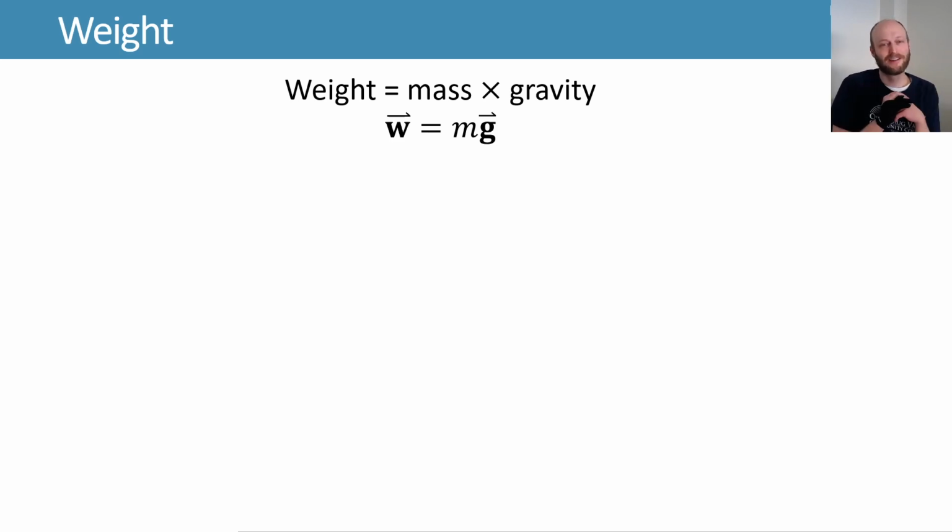Let's say you're trying to get underweight for a wrestling match. Just go up into outer space. You still have just as much mass as ever, but with lower gravity, you weigh less. There you go. Pro weight loss tip.